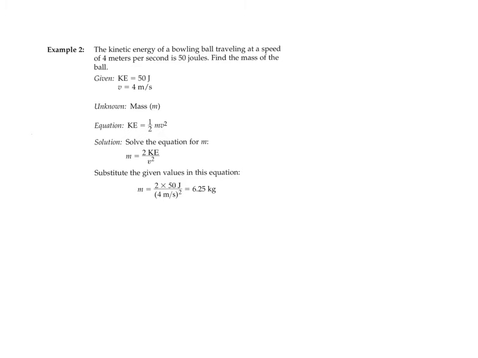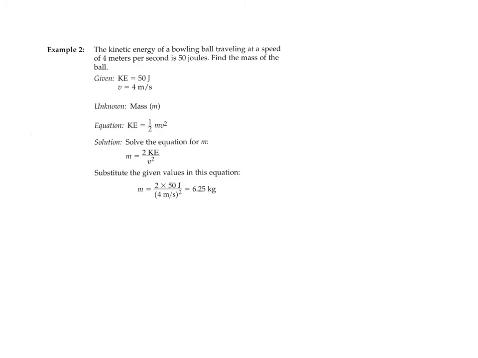So the first example was pretty straightforward, right? You just plug in the equation and go. Well, let's look at one here where we have to do a little bit of extra algebra, all right? So here we go in example 2. The kinetic energy of a bowling ball traveling at a speed of 4 meters per second is 50 joules. Find the mass of the ball, okay?